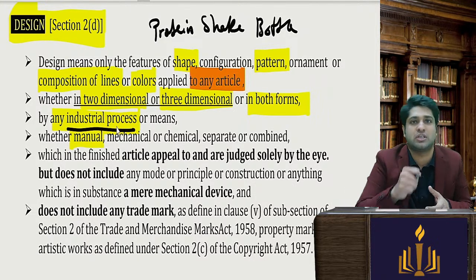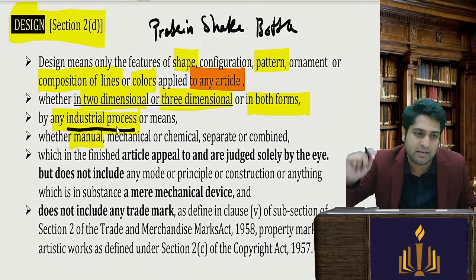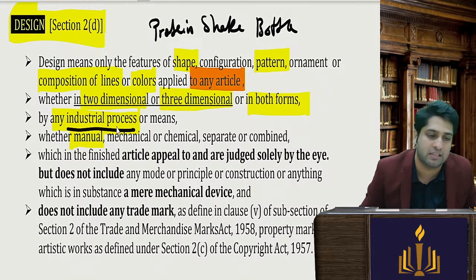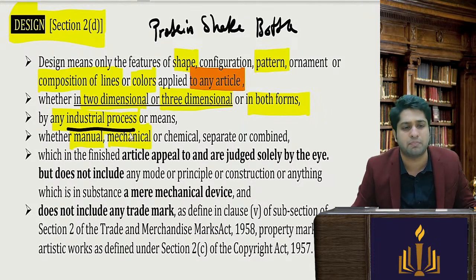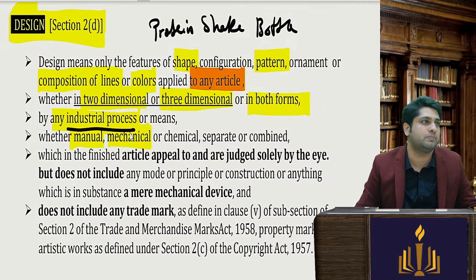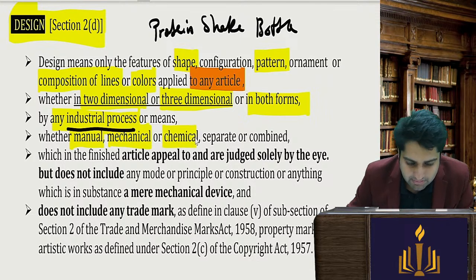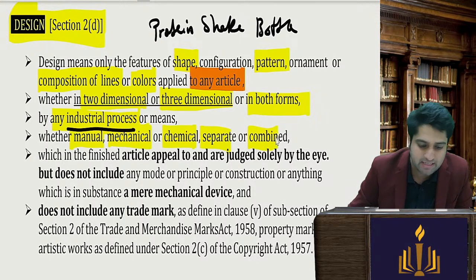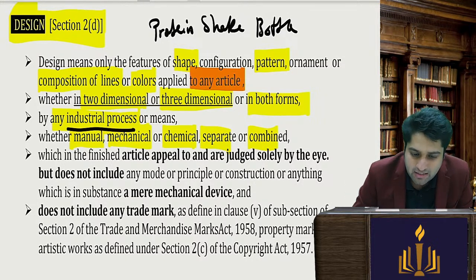For example, I have stitched a carpet. Kashmiri carpets are very famous, so they must have stitched and made that particular thing. Zari work is there. Then, or mechanical. Okay, so mechanical equipment can be there. For example, a mechanical part could be an industrial product which looks a certain way, or chemicals, separate or combined, whatever you call it, which is connected with an article and is appealing and appeals to the eye.